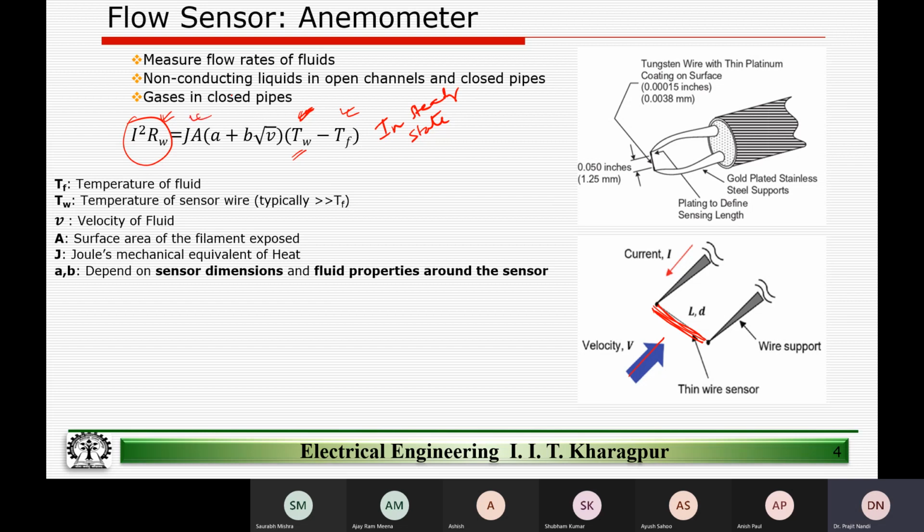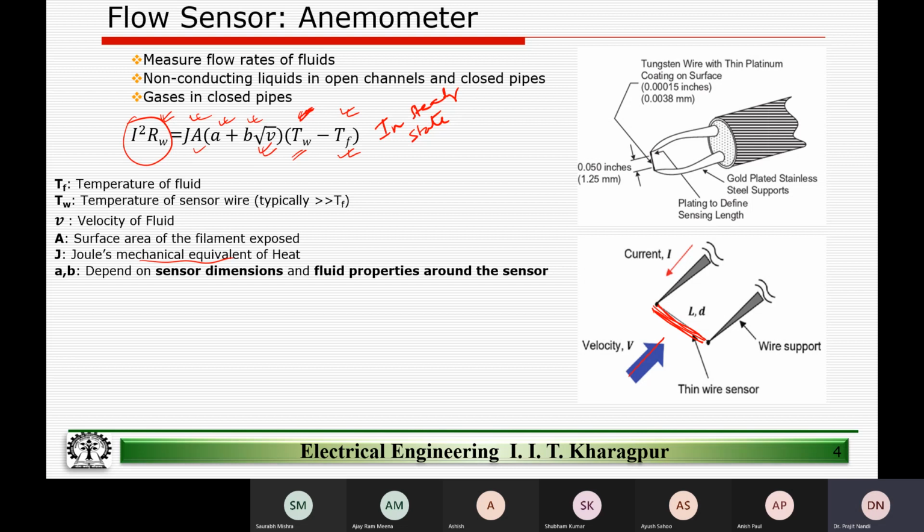J is again nothing but a constant, a mechanical equivalent of heat. Area we know. So these two constants, A and B, are also constants, which we are not deriving for now. And this is the temperature of the fluid. So we can show that at steady state, the equation of the heat generated in the sensor wire and the heat that is being taken away by the flowing fluid will have this kind of a relation.